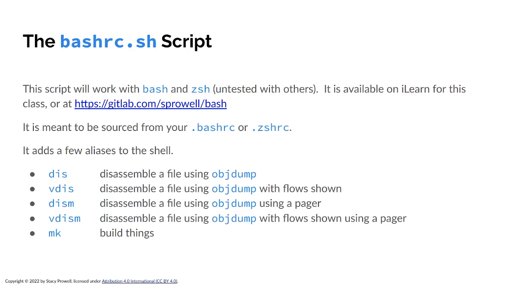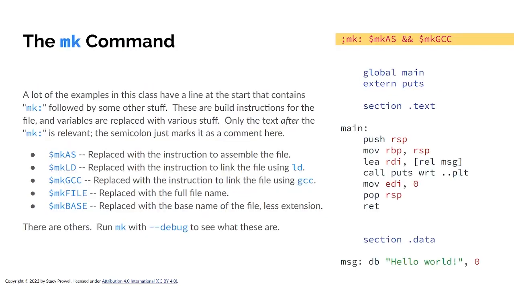What it does is add a few aliases to your shell, a few additional commands. These have to do with disassembling code, but this last one, MK, is one we'll use a lot. The weird cryptic lines you've seen at the start of program samples are make instructions that tell you how to build and compile, or assemble and link, the file. And make is a way to automatically do what's at the start of the file like that.